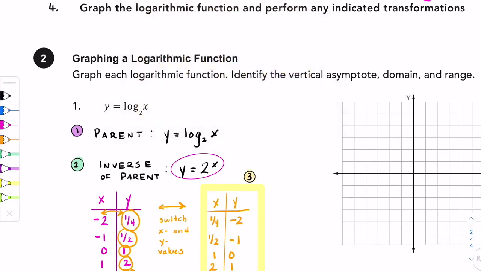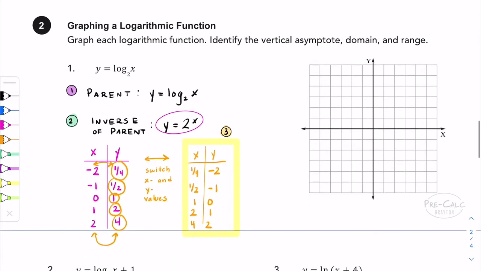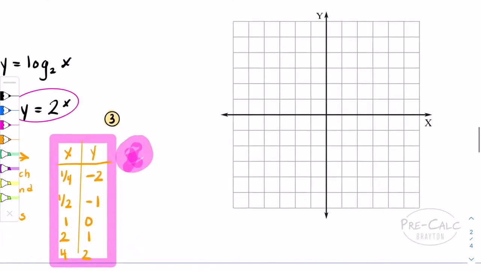And the last step, step 4, says to graph the log function and perform any indicated transformations. So when it says to graph the log function, you are graphing the parent function, which is these points right here, the points that you switched. So these ones are the super important coordinates. Graph those coordinates and then perform any transformations. That means I'm plotting a point at (1/4, -2), (1/2, -1), (1, 0), (2, 1), (4, 2).